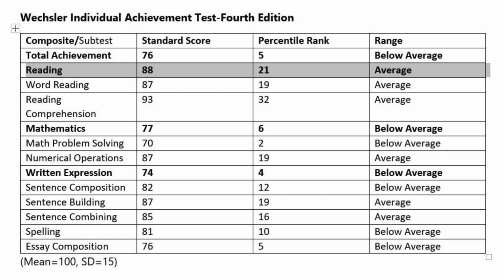Here I am using a sample table, and as you can see, my students' total achievement is below average, mathematics is below average, written expression is below average, and so is spelling and essay composition. Oh, and sentence composition as well. And so I want to know why.